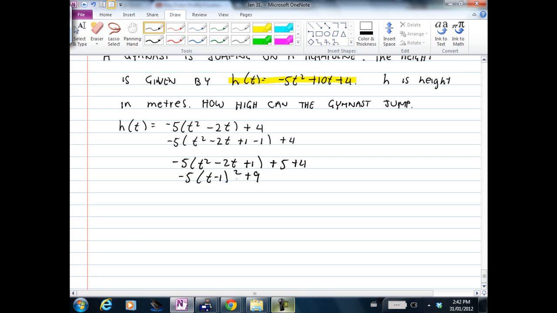Guys, gals, from here, this is all I need to look at, and I can figure out the rest on my own. Okay? I'm going to just ask you, sir, as some random students, Darren, what's the max height going to be, sir? 9. Max is 9 meters. So this gymnast can jump exactly 9 meters.